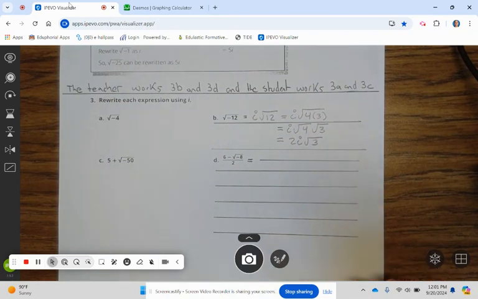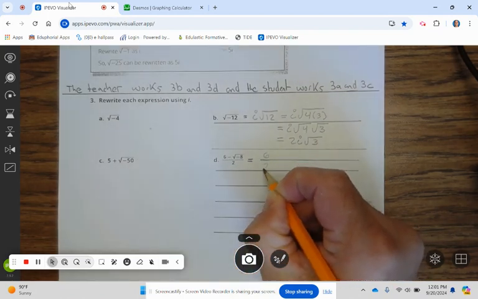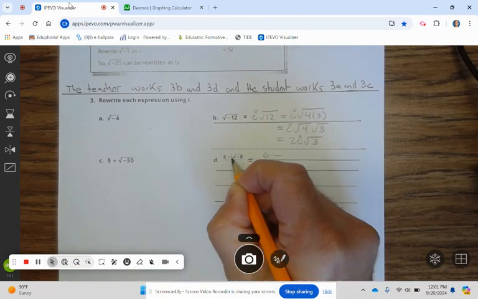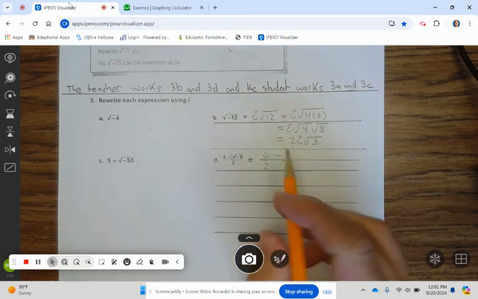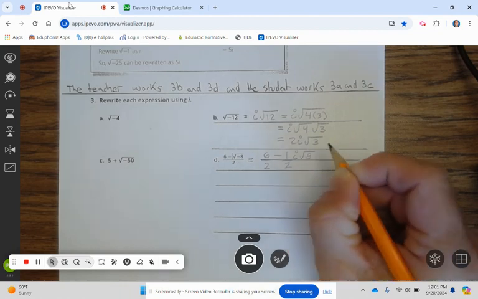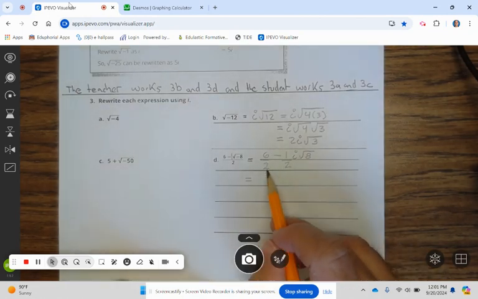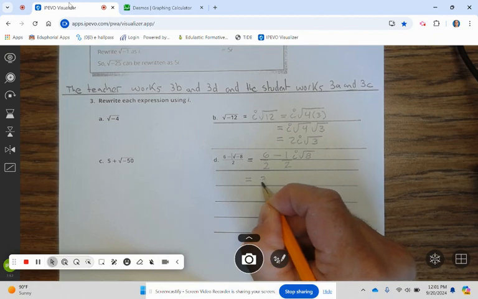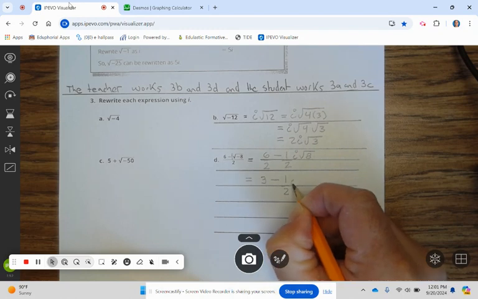All right, go ahead and finish up B. Let's take a look at D. Okay, so we can rewrite this as 6 divided by 2 minus, we can put a 1 here, 1 divided by 2. Now, the square root of a negative number is imaginary, so that's 1i square root of 8. Okay, now 6 divided by 2 is 3, minus, we're going to leave the 1/2 i there for the moment.